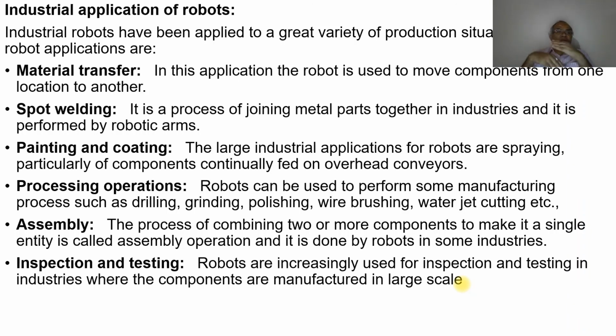To sum up the industrial applications, robots can be used for material transfer, spot welding, painting and coating, processing operations, assembly, and inspection and testing. So these are all the things which you have in robots.